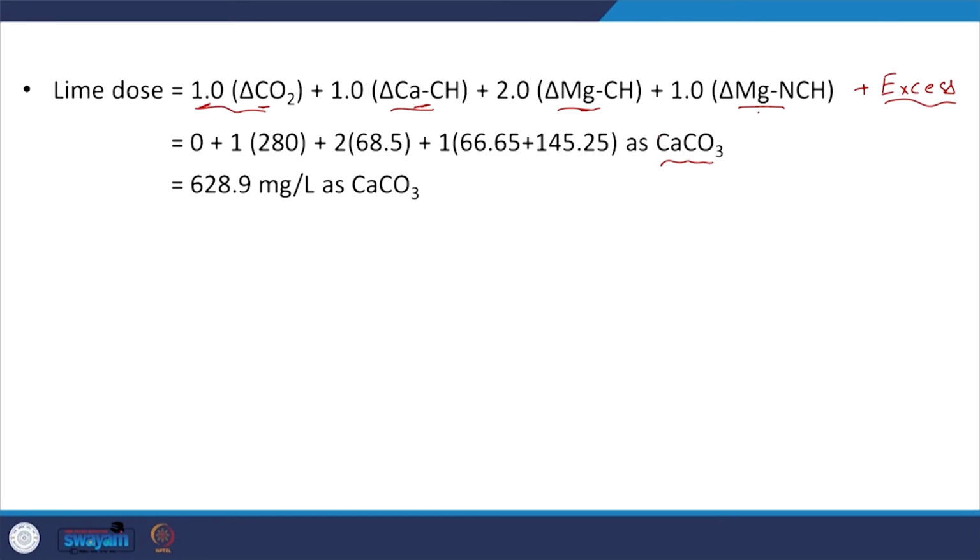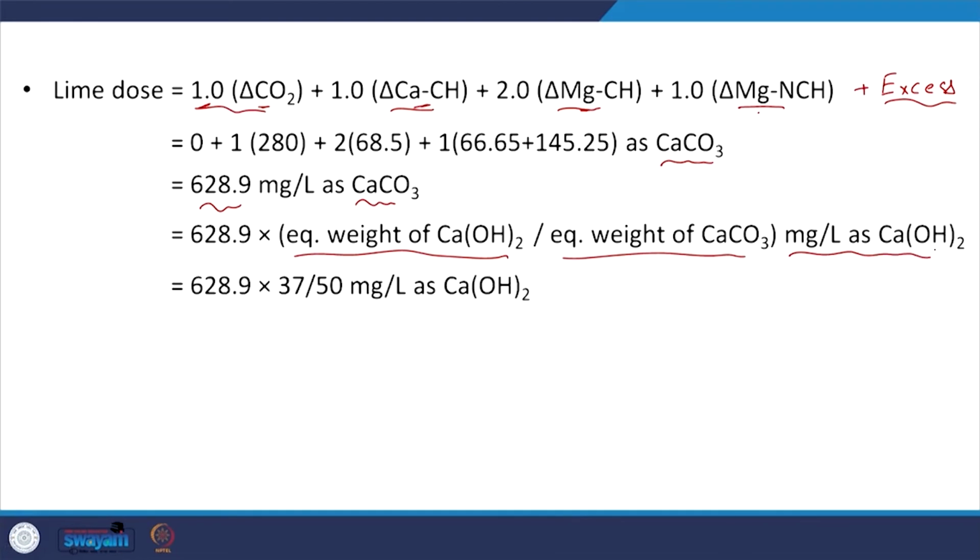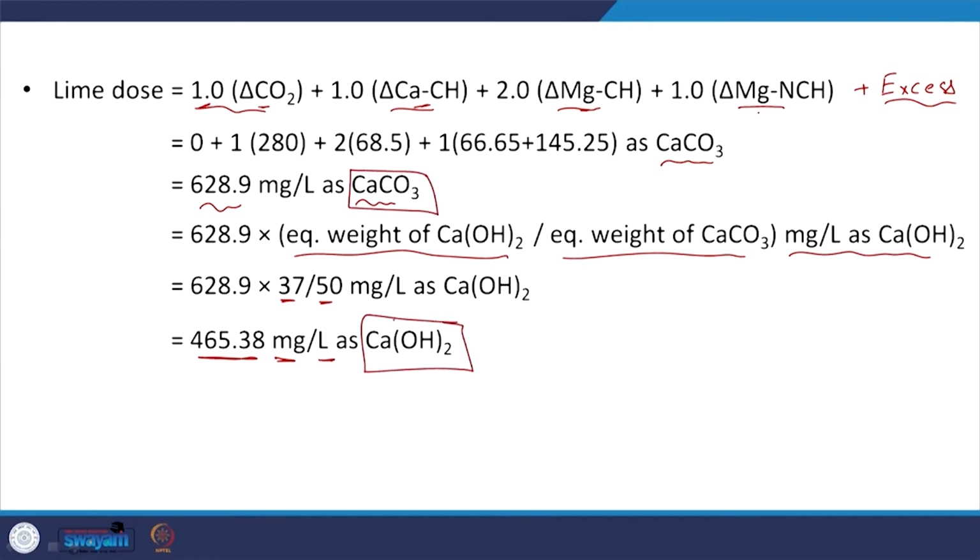Let me move on, and then so this is the amount of lime that has to be expressed as or added as CaCO3 to remove the relevant hardness. And then okay, we want it in terms of Ca(OH)2 concentration. So equivalent weight of Ca(OH)2 by equivalent weight of CaCO3. Then the units are going to be as milligram per liter as Ca(OH)2. So what is this? 37 by 50, and I guess this is the amount of Ca(OH)2 I have to add in terms of mass of Ca(OH)2 per volume, right. Here the units were as CaCO3 and we just transformed them into units of Ca(OH)2 because I think the question asked for that. What about soda ash?